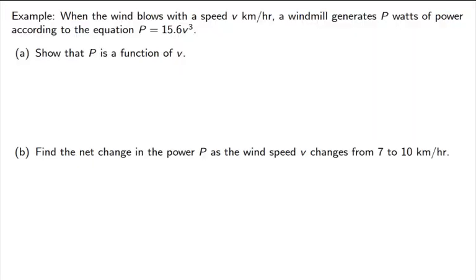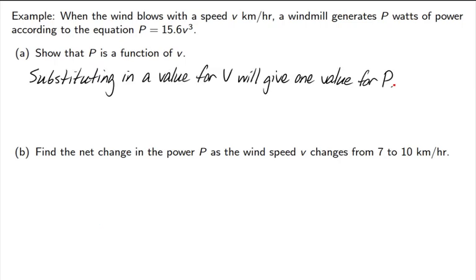Let's do another one. In the previous example we had some squares floating around and that caused some trouble. So what does happen if you have cubes floating around? First off, let's show that p is a function of v. Now I think this is almost clear because p is already solved for, but let's just write something down. Substituting in a value for v will give one value for p. So with that said, this is a function. So, p being a function of v means I can calculate the net change. As the wind speed changes from 7 to 10 kilometers per hour, let's find the net change in power that this windmill is generating.